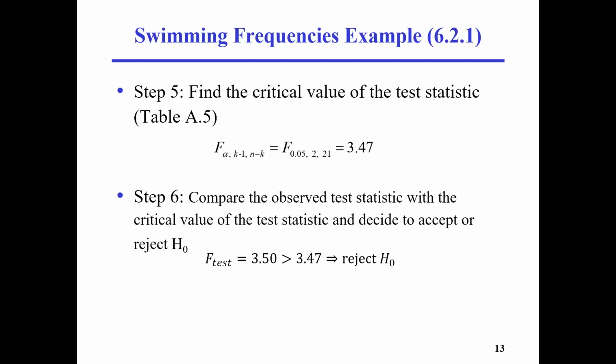Because your test value is a little bit larger than your critical value, we need to reject the null hypothesis, which means that the population means for central city, suburban areas, and rural areas are not the same. They are not equal to each other because we reject the null hypothesis.